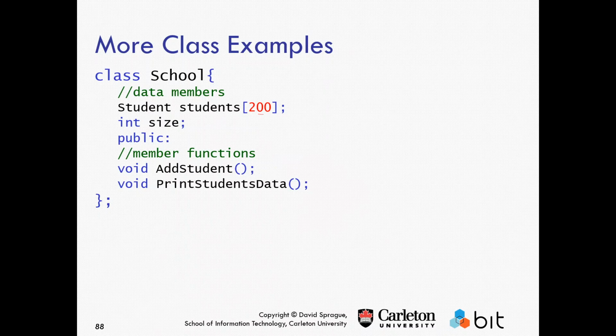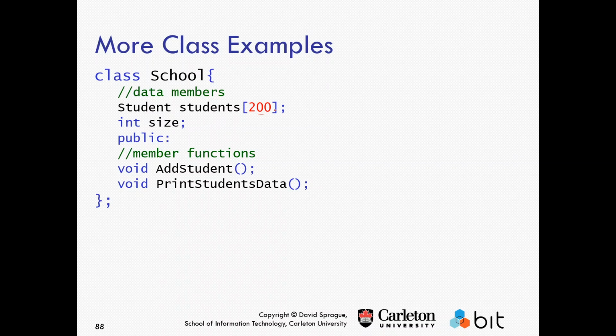Let me find a way of framing this. When I make a school, I will make an array of exactly 200 students. Whether I need 200 students or not, if I have a school of 20 students, I still use all 200 slots and I make 200 student objects. That's what this will do.